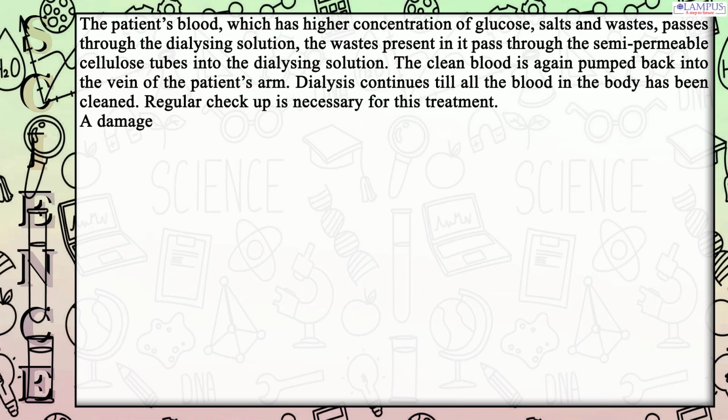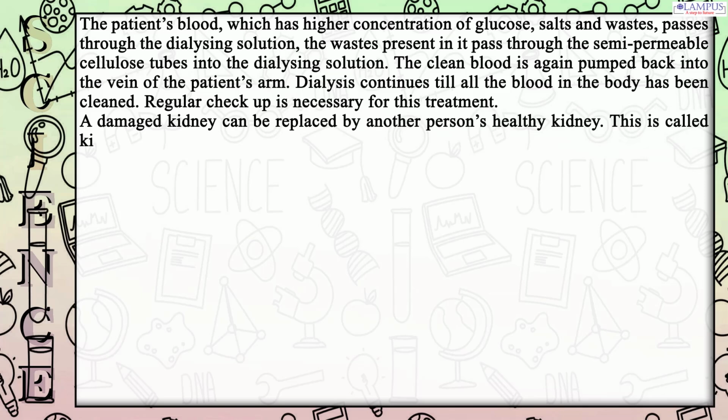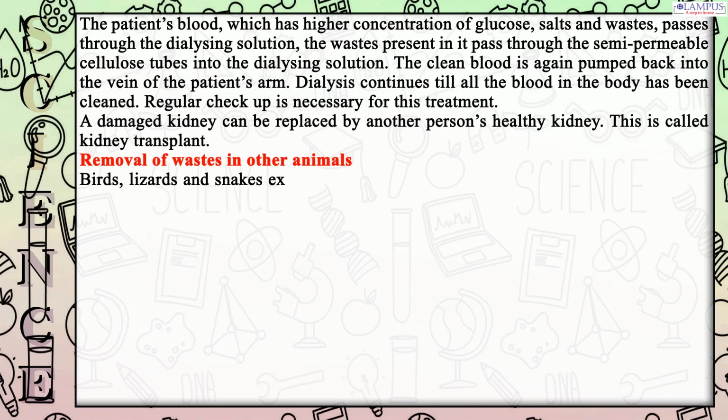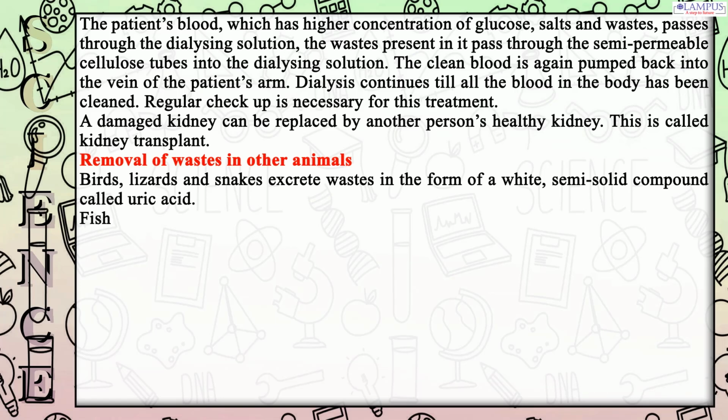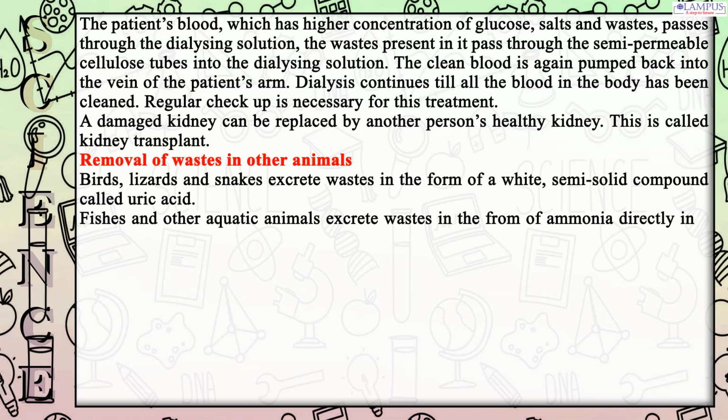Treatment. A damaged kidney can be replaced by another person's healthy kidney. This is called kidney transplant. Removal of wastes in other animals. Birds, lizards and snakes excrete wastes in the form of a white, semi-solid compound called uric acid. Fishes and other aquatic animals excrete wastes in the form of ammonia directly into the water.